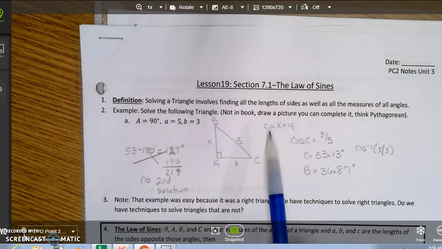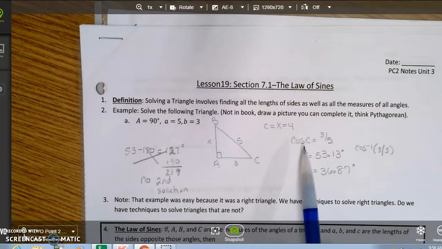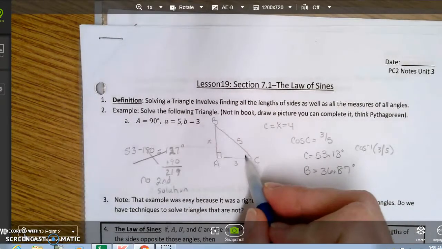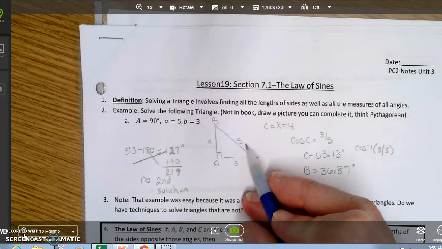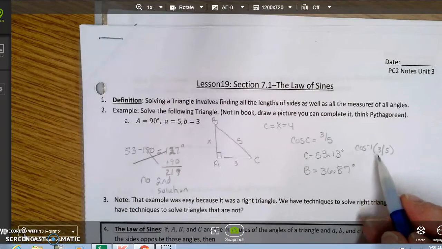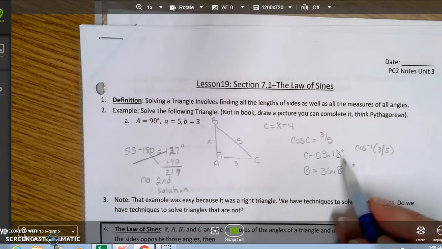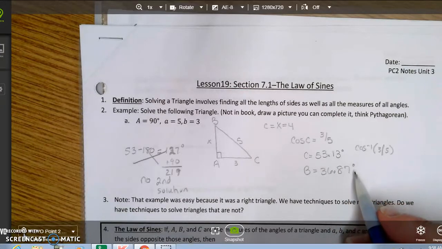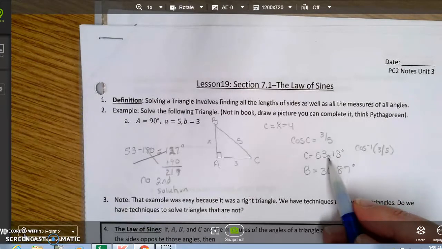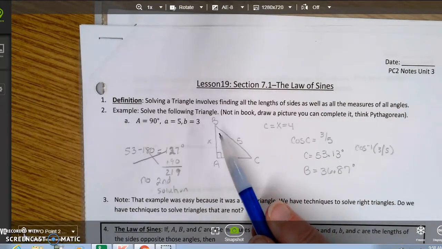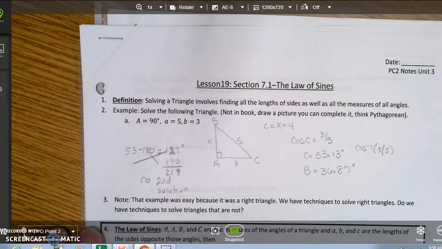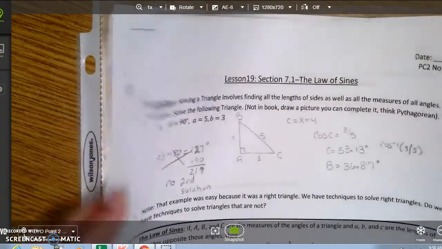So I can actually find C by doing Pythagorean theorem. And then cosine of C, so that's this angle right here, is 3 over 5, adjacent over hypotenuse. And so then I can do cosine inverse, and I can figure out that C is 53.13 degrees. And then subtracting from 180 minus this, minus the 90, gives me 36.87 for B. So we're going to talk about ambiguous cases in a minute, and I'll explain that extra note that we have there.